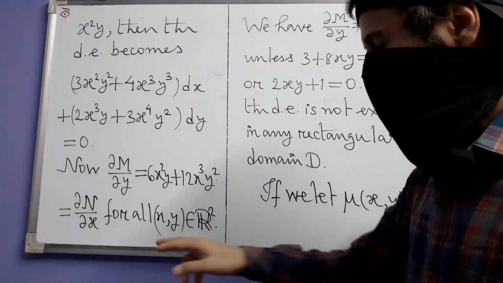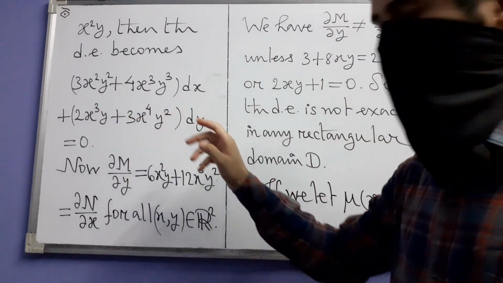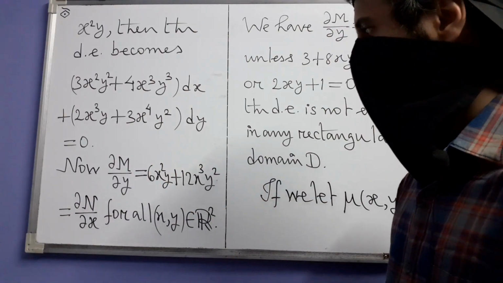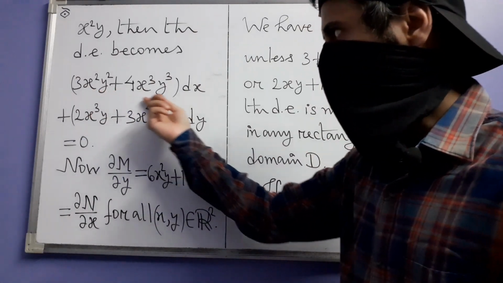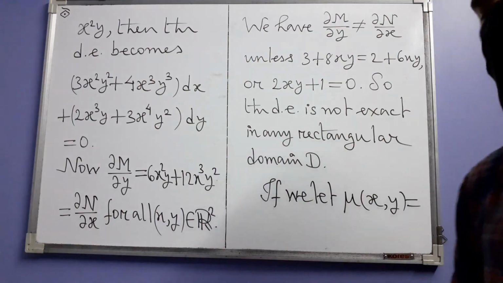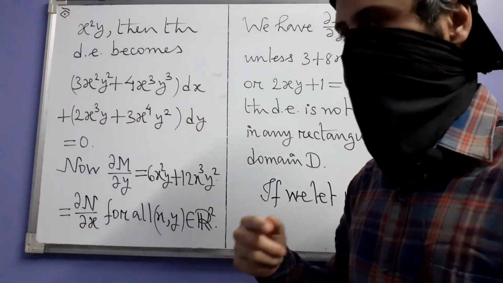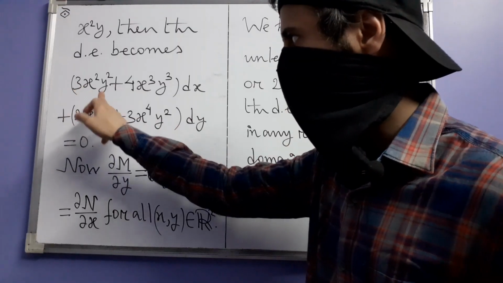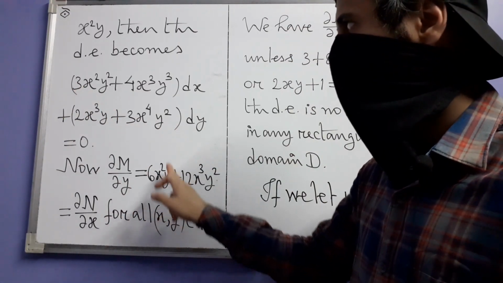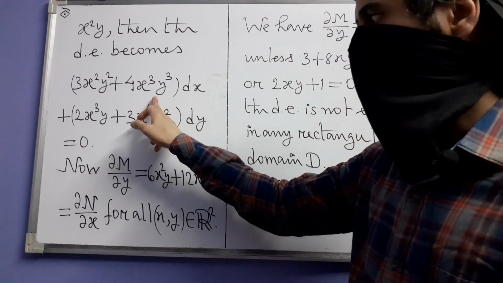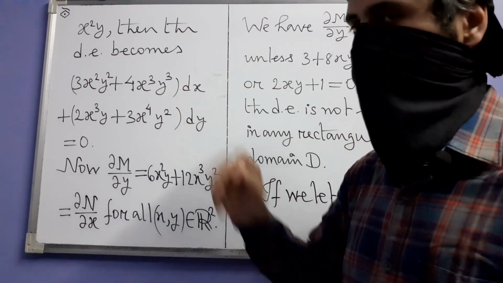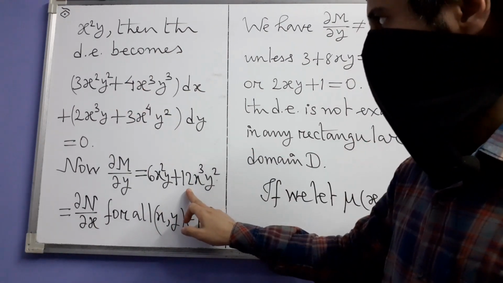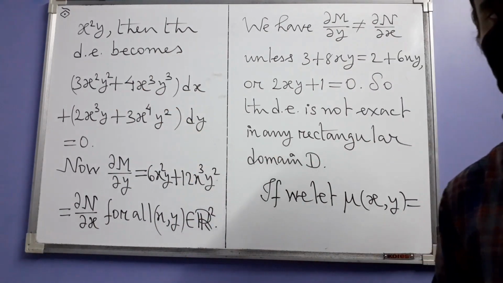You do understand that here this M now is this, it's not that previous M. N also is this one. So differentiating this partially with respect to y, what are you going to get? Y square will get turned into 2y. So that way you are getting 6x square y. And if you differentiate this one partially with respect to y, y cube will become 3y square. 3 times 4 is 12, x cube y square.